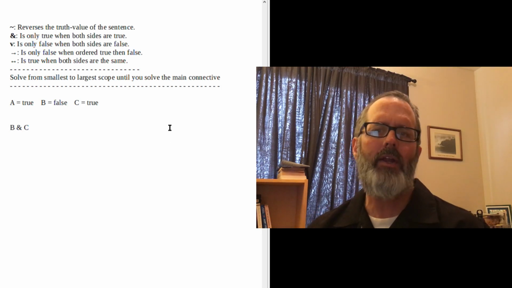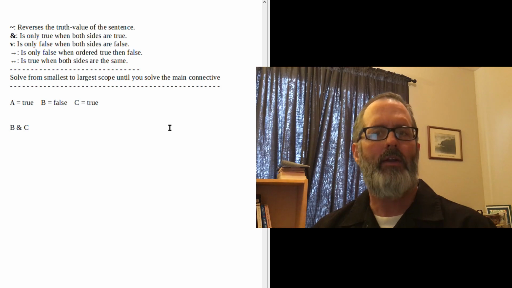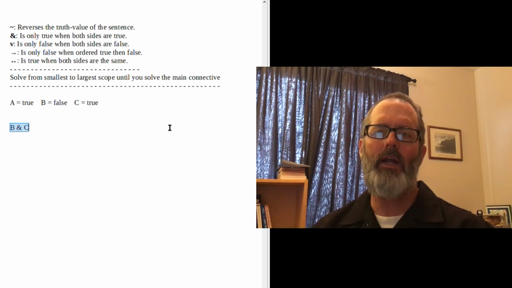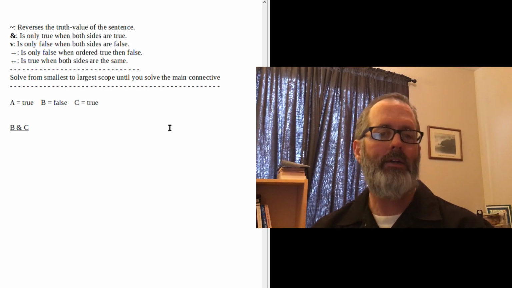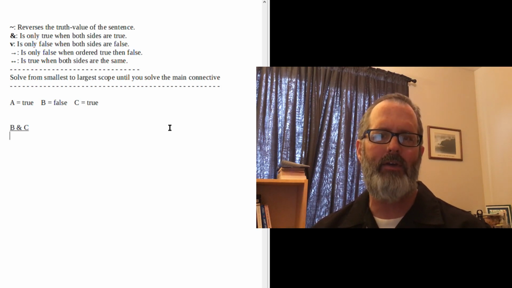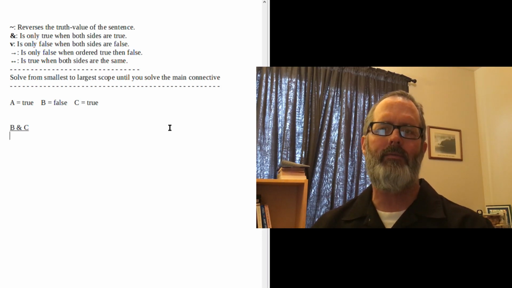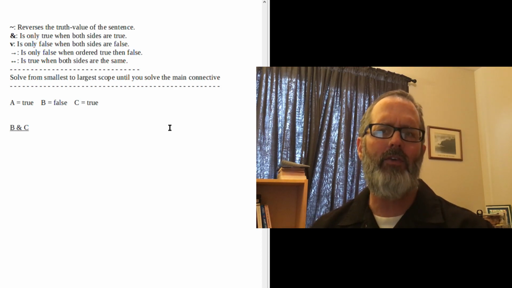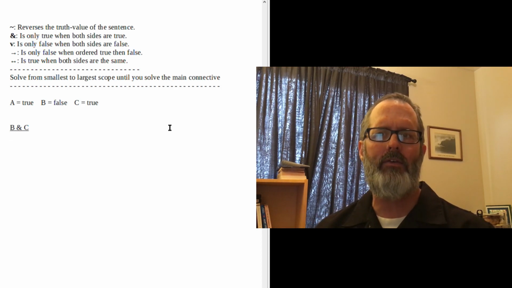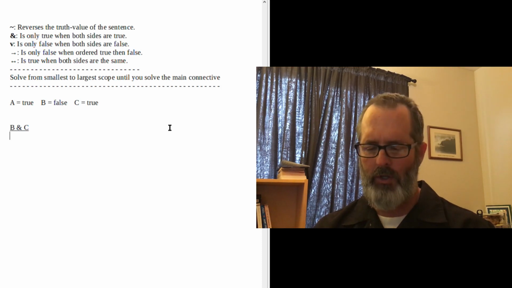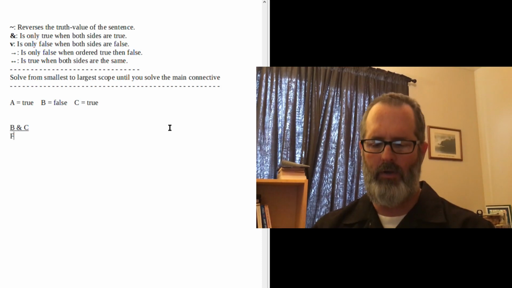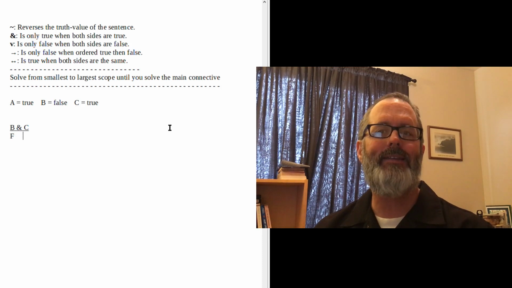Now, I'll try to mimic what this will look like on paper. So, sentence B and C, what I typically would do is underline the sentence. Our technique is working from smallest to largest scope until we've solved the main connective. So please follow me along on paper, write down B and C and underline it. The smallest scope for any sentence is always the basic sentence letters, so we'll start there. Our sentence B, according to our dictionary, is false. Our sentence C is, according to our dictionary, true.